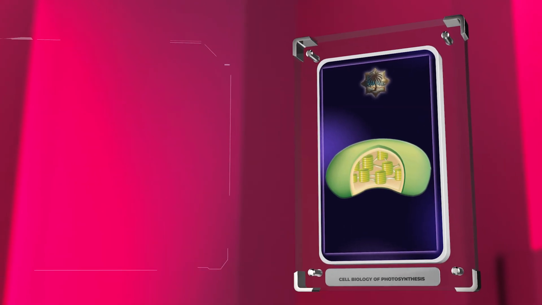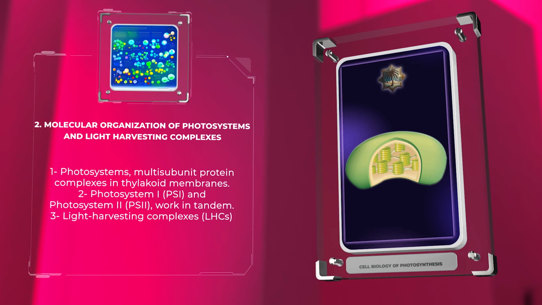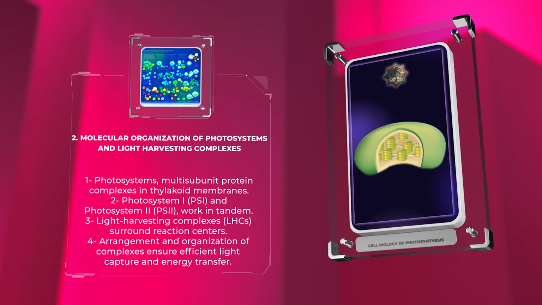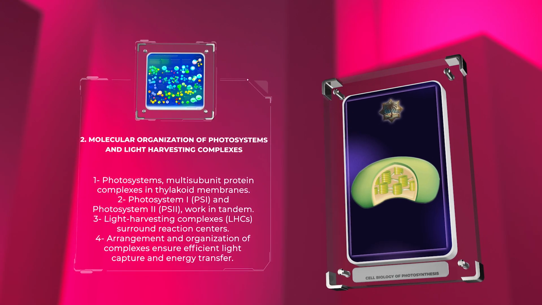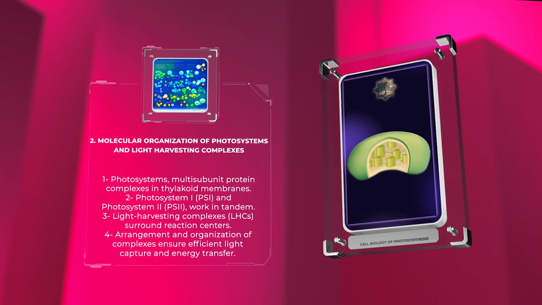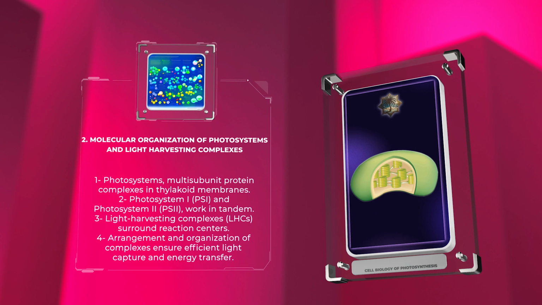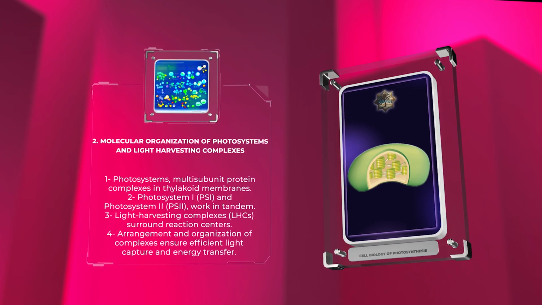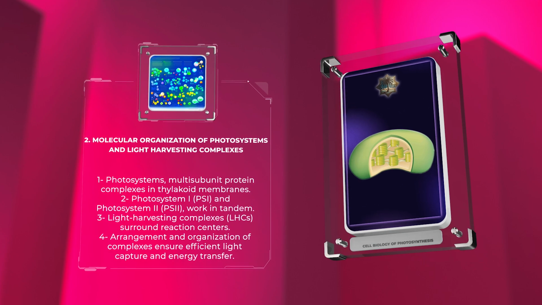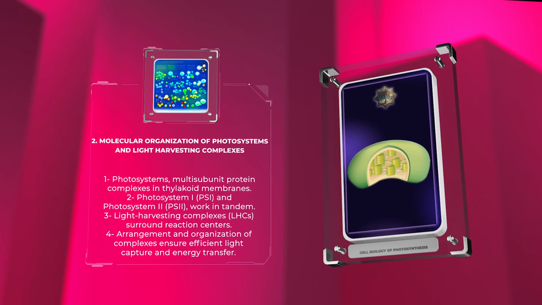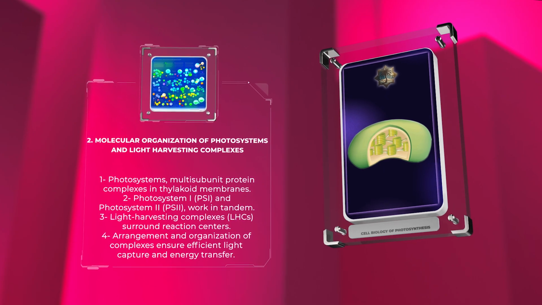Photosystems are multi-subunit protein complexes embedded in thylakoid membranes. Photosystem I, PSI, and Photosystem II, PSII, work in tandem to harvest light energy and convert it into chemical energy. Within these photosystems, light harvesting complexes, LHCs, surround the reaction centers, capturing photons and transferring the excitation energy to the reaction center chlorophylls. The intricate arrangement and organization of these complexes ensure efficient light capture and energy transfer.